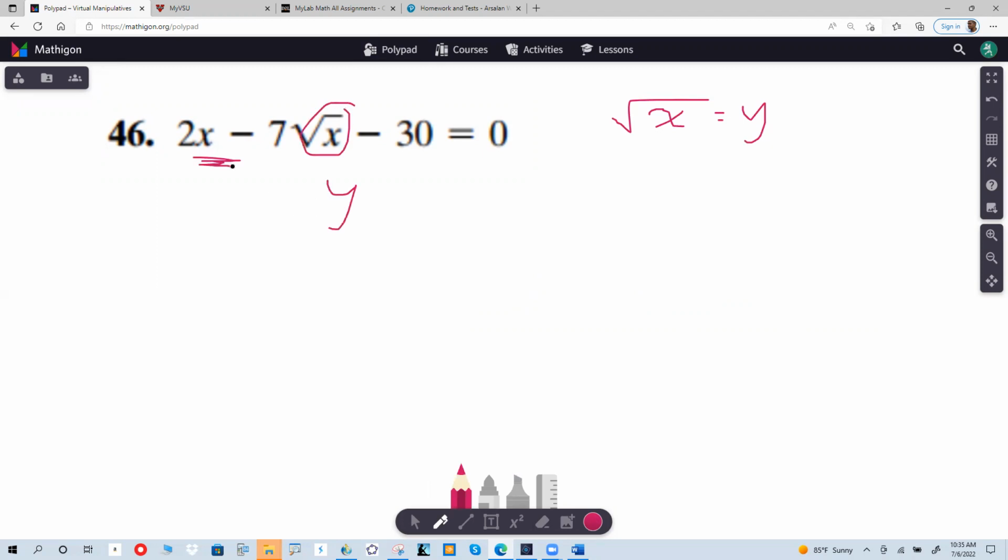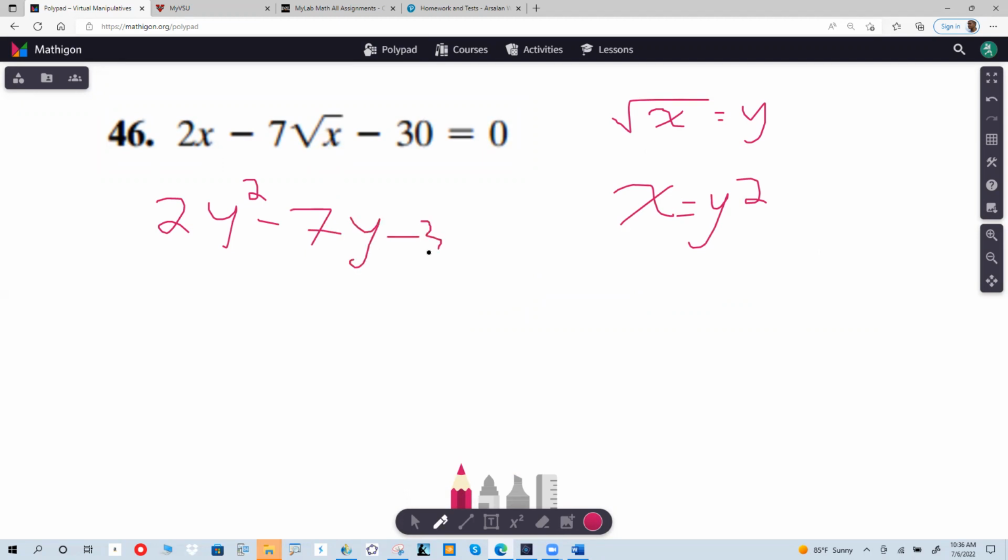But what about this guy? Well, square both sides of this pink equation. You're going to get x is equal to y squared. That's much better. Why? Well, look what happens. 2, instead of x, I'm going to write y squared. Instead of square root of x, I'm going to write y minus 30 equal to 0.